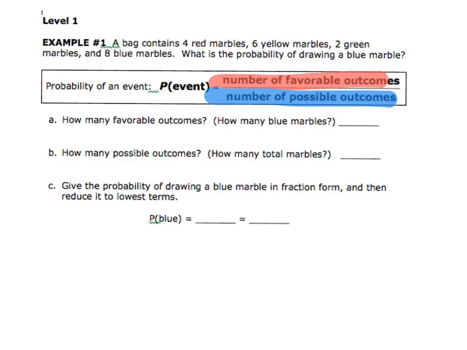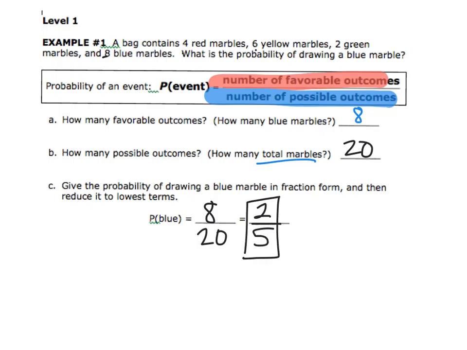It says how many favorable outcomes. Basically, the question is how many blue marbles do you have? In the problem, it says you got 4 red marbles, 6 yellow, 2 green, and 8 blue. So the amount of blue marbles is obviously 8. And then the total possible outcomes, the total amount of marbles that you could pick from in the bag. So we're going to add 4 plus 6 plus 2 plus 8, and that's going to give me 20. Now to give the probability, you're going to take the ones that you want to have happen over the total, and you're always going to reduce this. So the final answer would be 2 out of 5.